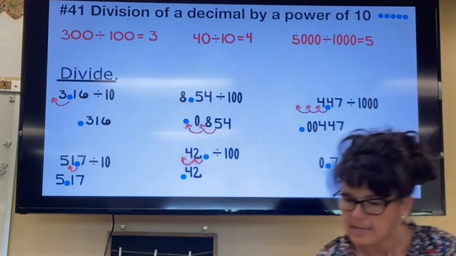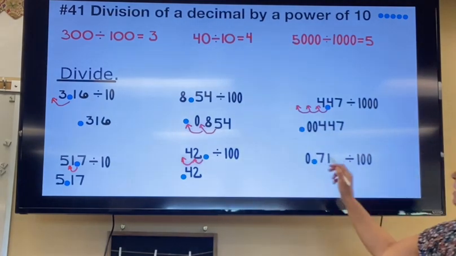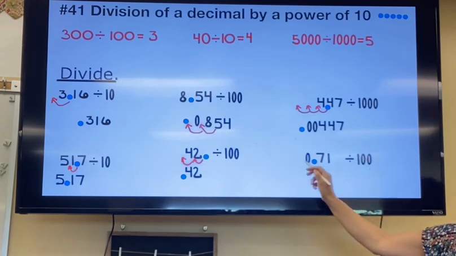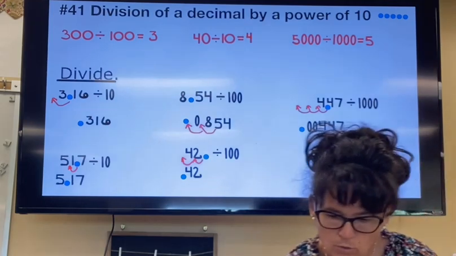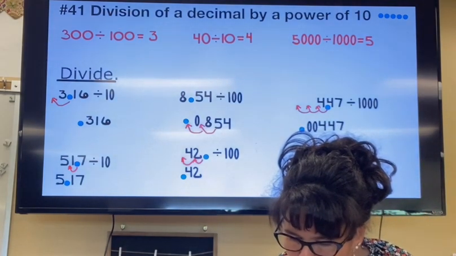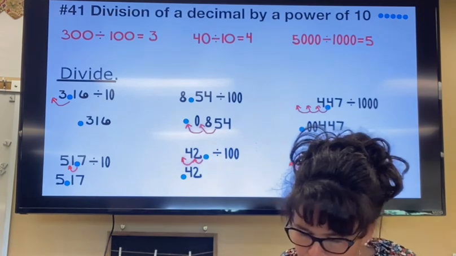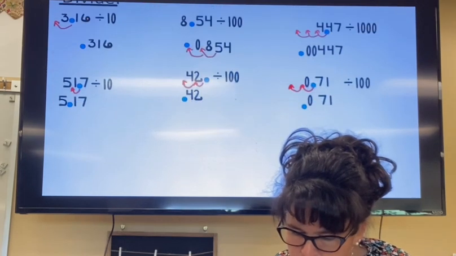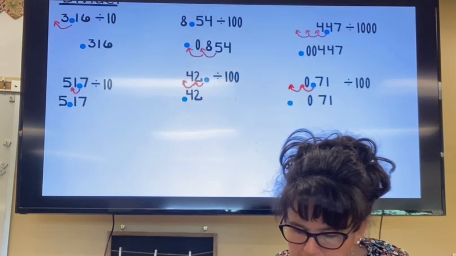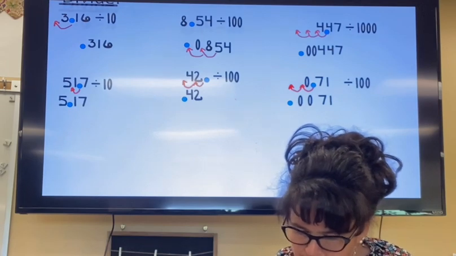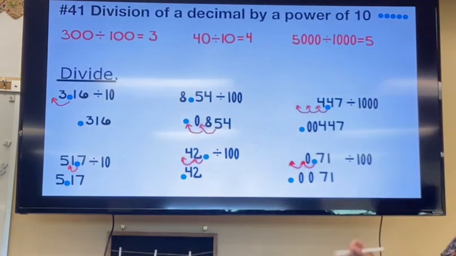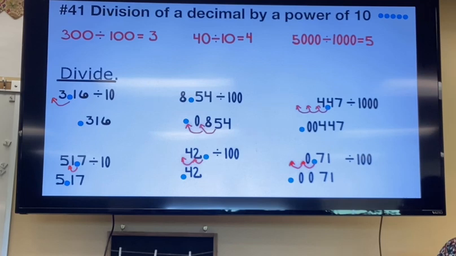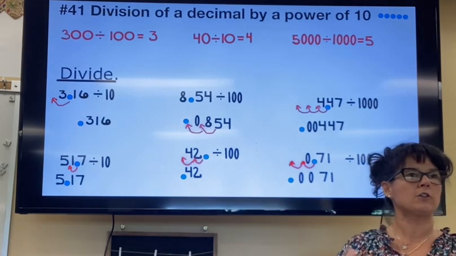Okay, last one. If I have 0.71 divided by 100, there's 2 zeros. So I'm going to move the decimal left 2 spots. 1, 2. I'm going to need an extra 0 there. So 0.0071.